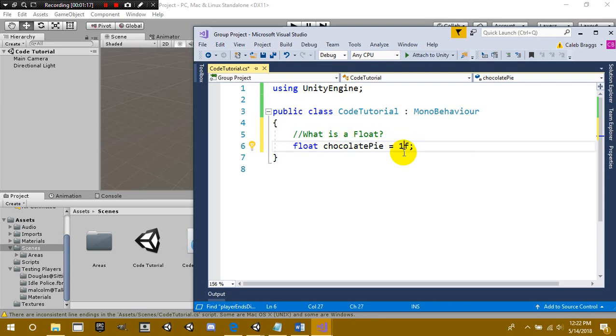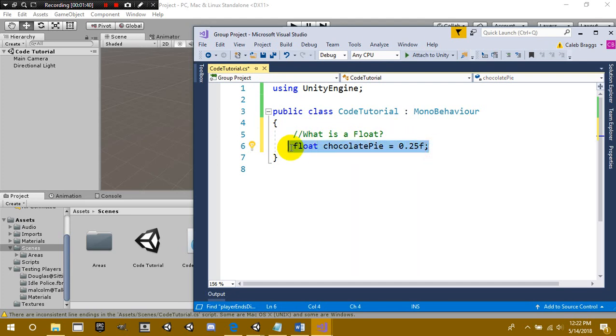But let's just say Billy comes along and steals 3/4 of the pie, because you know I really wanted that 3/4 of the pie and he just took it from me. So now I only have 0.25 pie left, or 1/4 of a pie left.